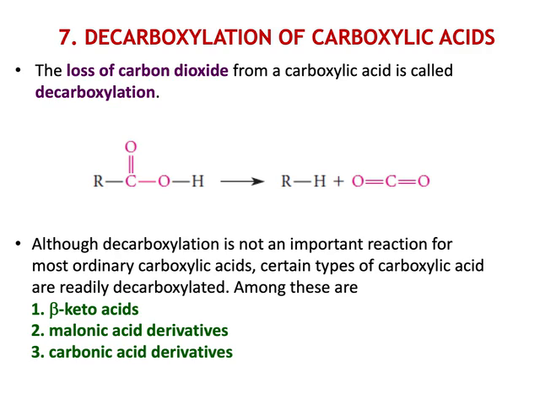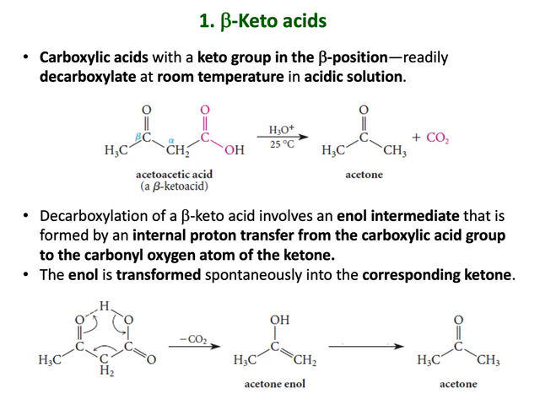Next is decarboxylation of carboxylic acid. This carboxylic acid undergoes decarboxylation to form CO2 and also an aliphatic carbon. For this decarboxylation, there are three types. First, look at the beta keto acid. This one is a beta keto acid, which readily decarboxylates at room temperature in acidic solution to form a ketone. This is decarboxylation of beta keto acid.